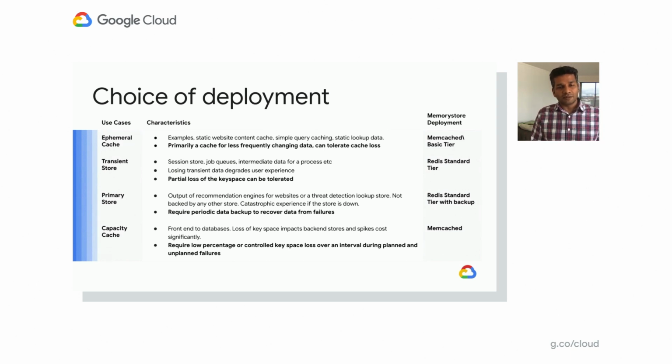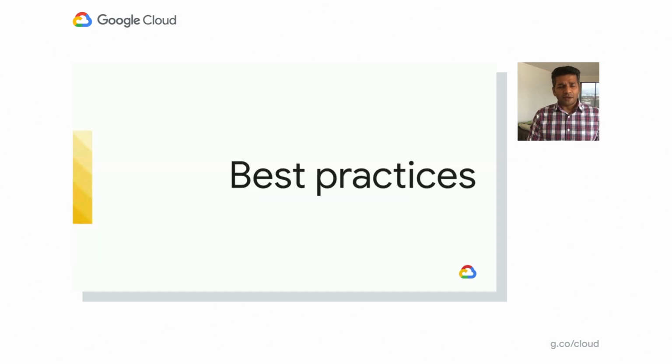So this is where the Memcached deployment can help, because now you can spread your data across a large number of nodes and minimize the blast radius if a node goes down. So these are some of the 4 different caching patterns that we see. What I want to talk about now is, if your application use case fits into one of these caching patterns, what are some of the best practices that you should be following to ensure that you're running the Memorystore instance optimally for your application workload?